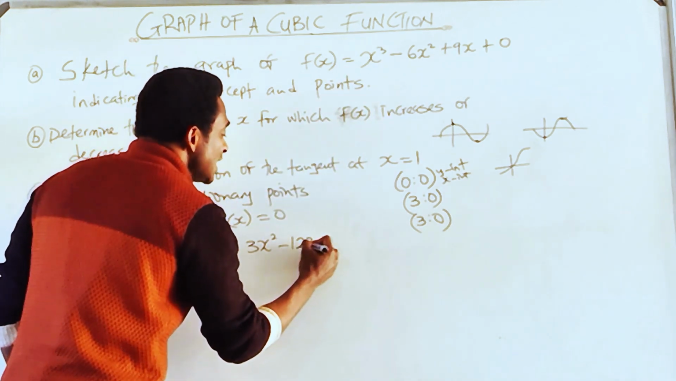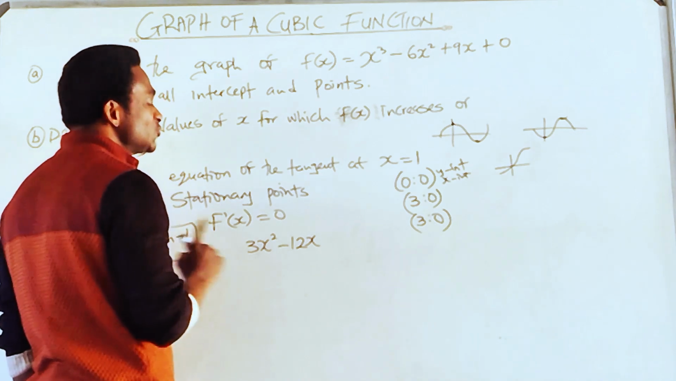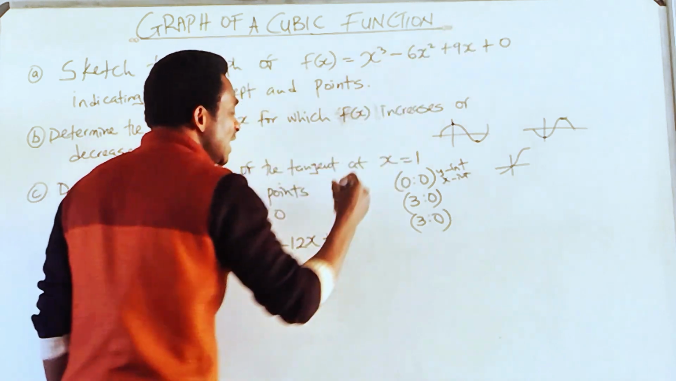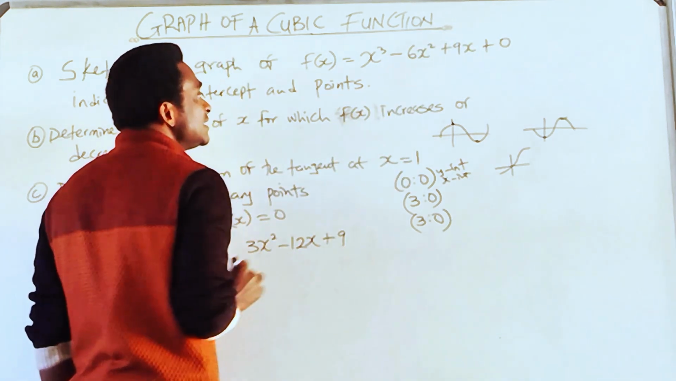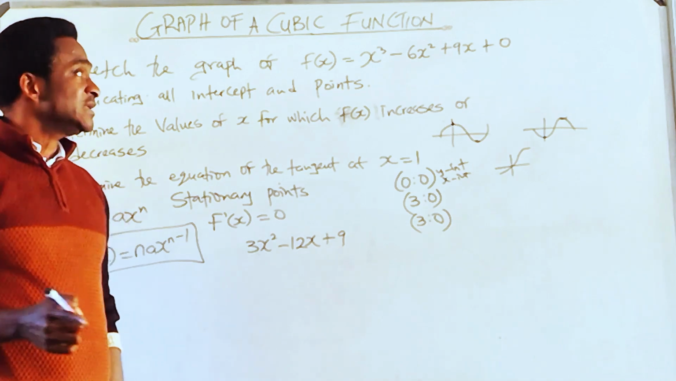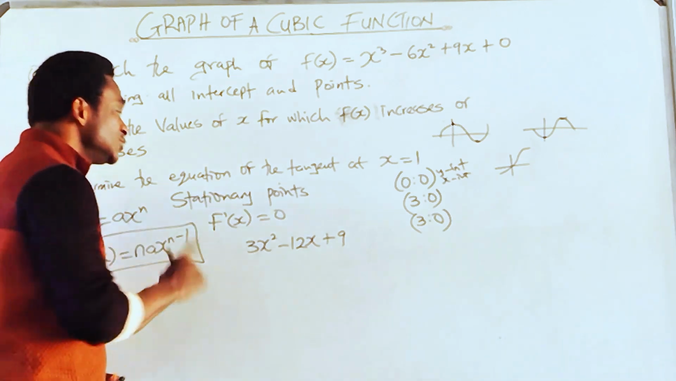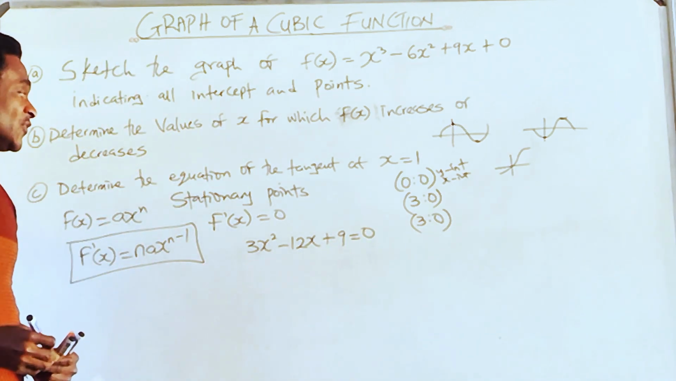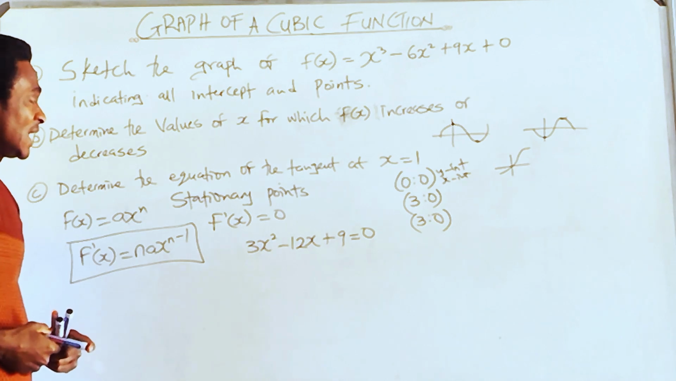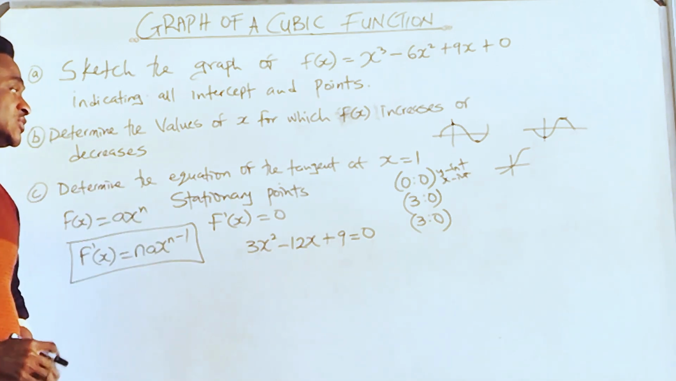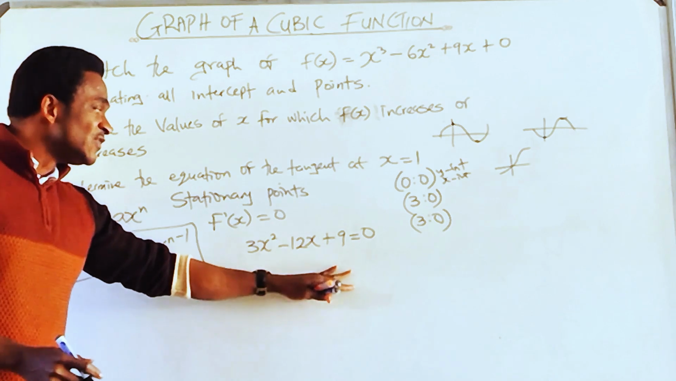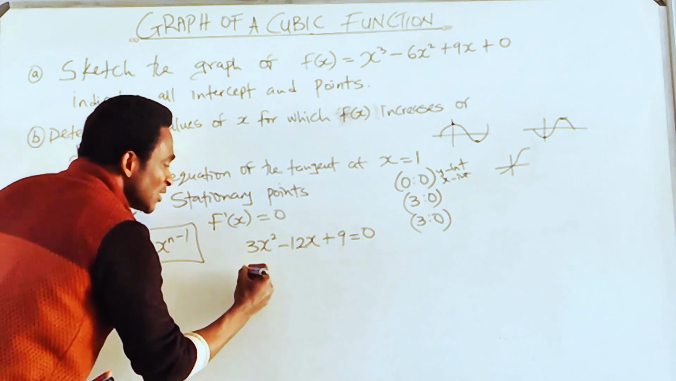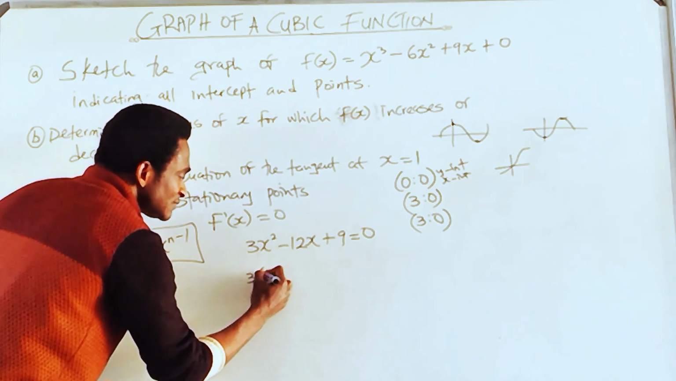X to the power 2 minus 1 is 1. Then here also we have 1 minus 1 is 0, so we have 9, because anything raised to the power of 0 is 1. We don't have a constant. So this is the first derivative. We equate it to 0 to solve for our stationary points. So we try simplifying this to get the x values of our stationary points. 3 is a common factor. I can take it out.